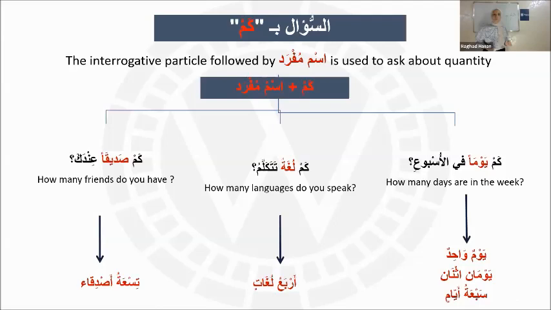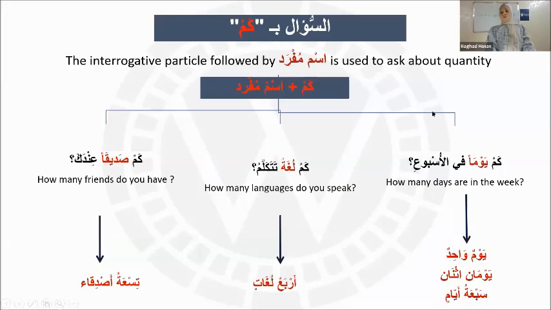منصوب means, okay, اسم منصوب means with فتحة. So you should add a double فتحة for اسم مفرد. So كم, then singular noun اسم مفرد, and this اسم مفرد should be منصوب with fatha. Okay, we call this fatha, so you should put double fatha.